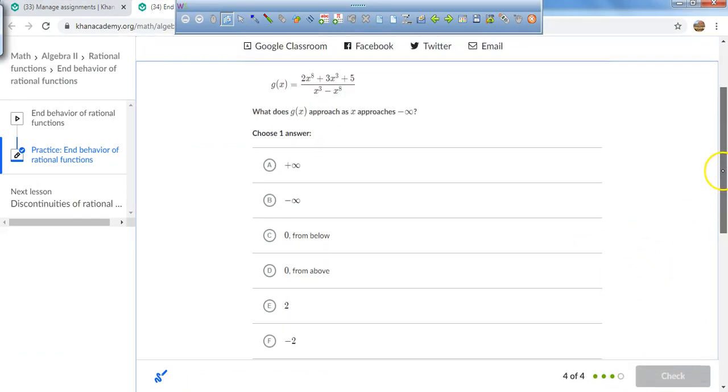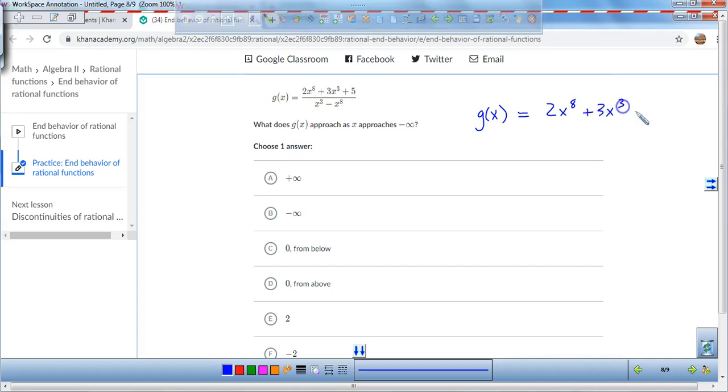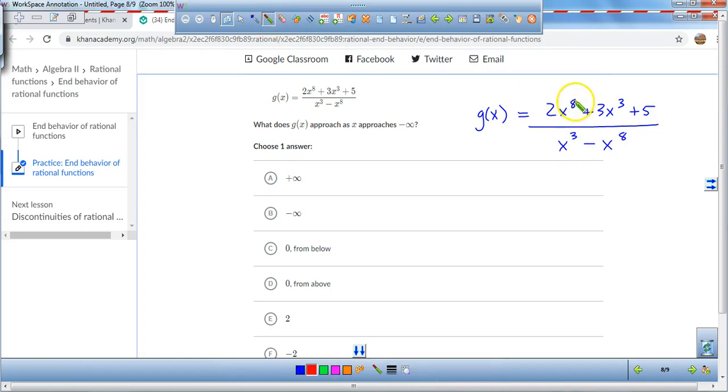Now this one's not talking about the horizontal asymptote necessarily. What we have to do is write this down. It says, what does g of x approach as x approaches negative infinity? So we're going to write this down and take a look at it. g of x equals 2x to the power of 8 plus 3x cubed plus 5, all over x cubed minus x to the power of 8. Now you're going to notice right here that we have this power and we have this power.